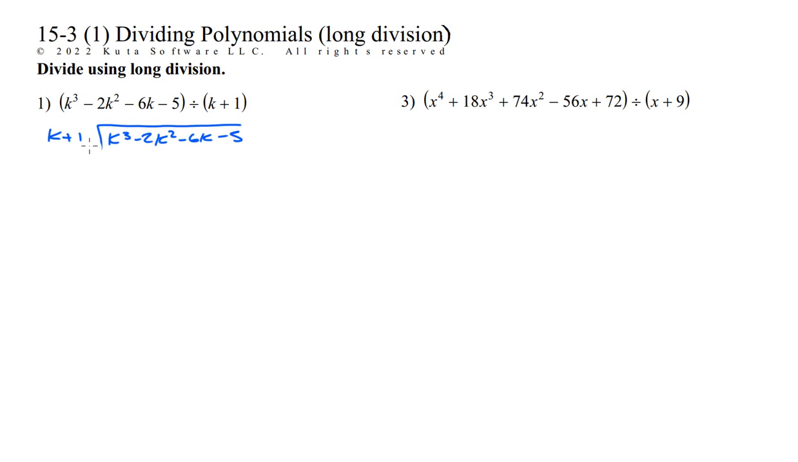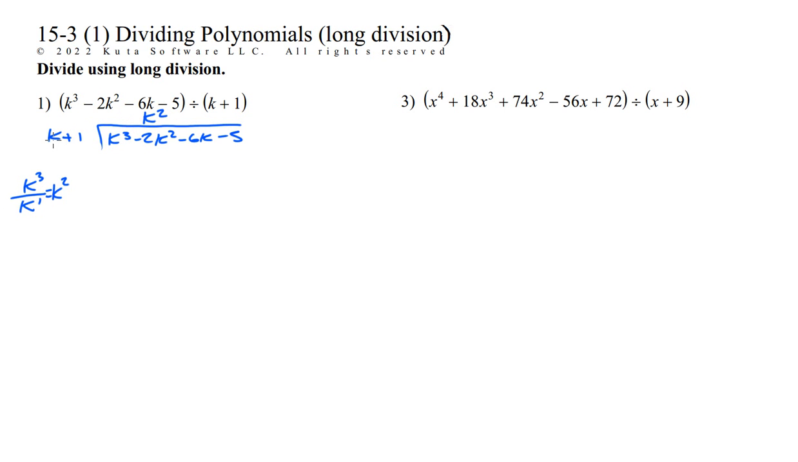So what we're going to do is take the first term in each one of these, and divide it by the first term in this over here. So we're going to take k cubed divided by k to the first. Okay, k cubed over k to the first ends up giving us k to the second, right? Because 3 minus 1 is 2. So this k to the second is going up here, and then just like in regular old long division, whatever goes up here, we multiply by whatever is over here.